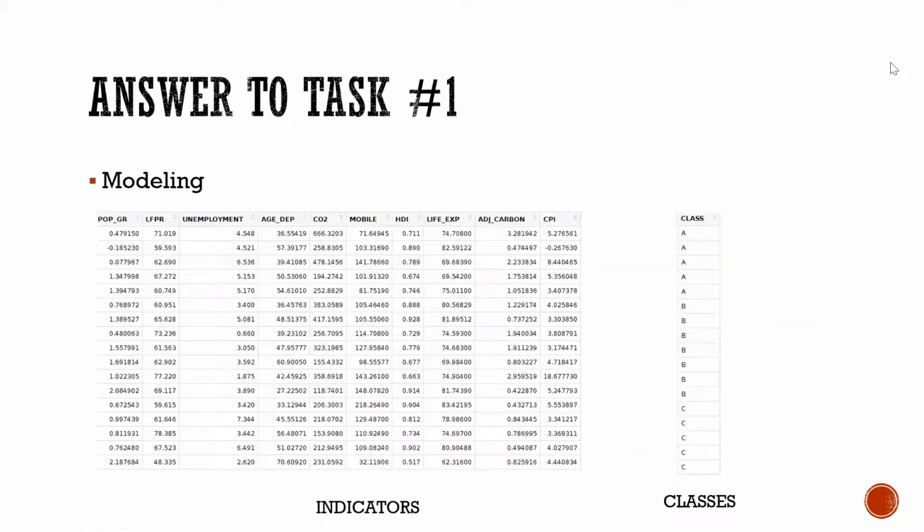Then we proceed now to the modeling part. In the data set, the variables we considered are the population growth rate, the labor force, unemployment, age dependent, CO2, mobile, HDI, or the Human Development Index, life expectancy, and adjusted carbon and CPI. And the groupings are here. So we have 5 for class A, 7 for class B, and 5 for class C.